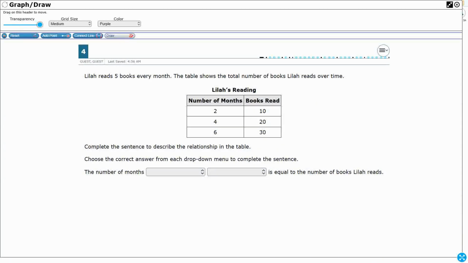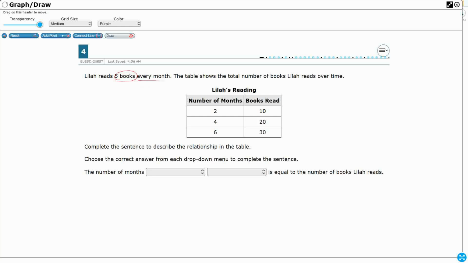So let's take a look at what's happening here. We've got Lila reading 5 books every month. All right, so that's going to be helpful. And then we've got a table showing the number of books that she reads over time. So 2 months gets us 10 books, 4 months gets us 20 books, 6 months gets us 30 books. So we need to write a sentence here, or at least complete some words that help us with this sentence to figure out what is the relationship.